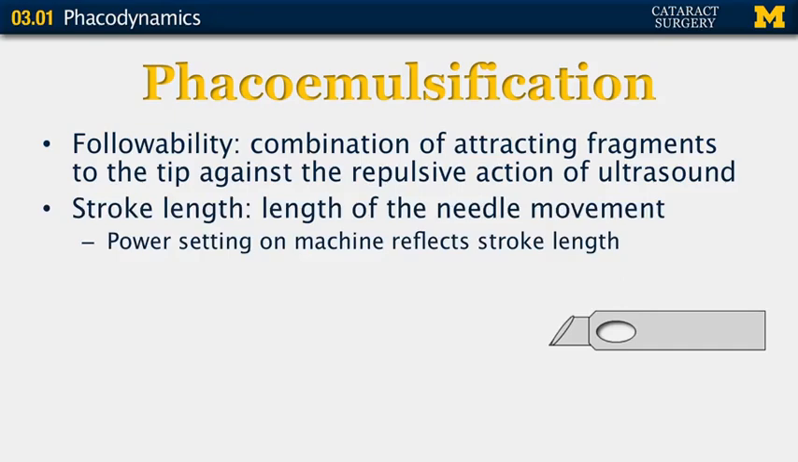The term stroke length is another important term to understand, and it's basically the physical length that the needle moves within the phaco handpiece, and it's between 2 and 4 thousandths of an inch. And actually, the power setting that we set on the phaco machine is a reflection of the stroke length. A higher stroke length is set as a higher power.